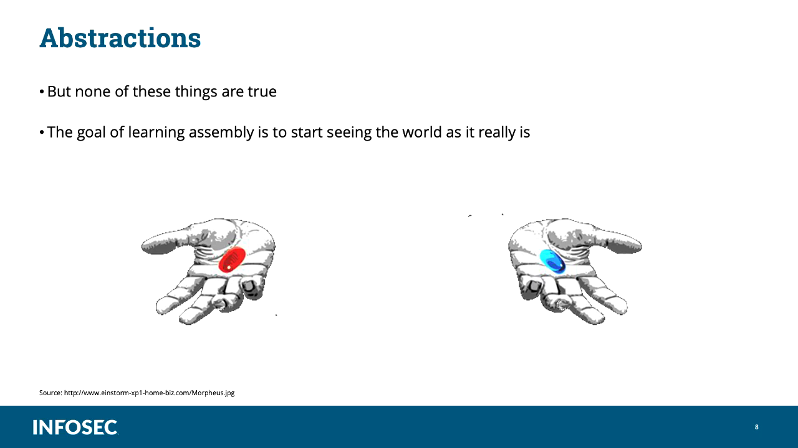One of the main perks of learning x86 is kind of understanding and getting to see the world for how it really is, or getting to see at least the processor in your x86 processor for what's actually happening on your computer. So none of those things are actually true. And by learning assembly, we're going to start to see how computers actually work.